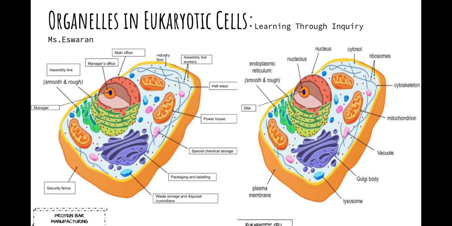An organelle is a tiny cellular structure that performs specific functions within a cell. Organelles are embedded within the cytoplasm of eukaryotic cells. They are tiny compartments enclosed by their own membranes.